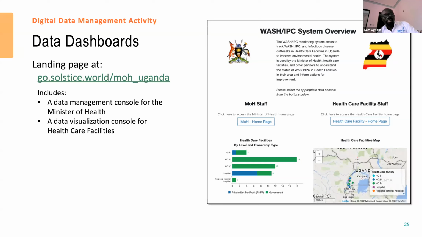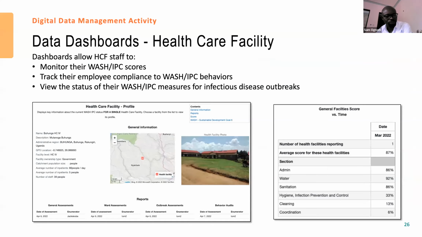And also on the right-hand side, we have a healthcare facility. Now this is for individual facilities. When you click the drop-down, you pick your facility and you see the performance of your facility. This would help facilities see where to improve, how they're performing so that they can move forward. Next slide, please.